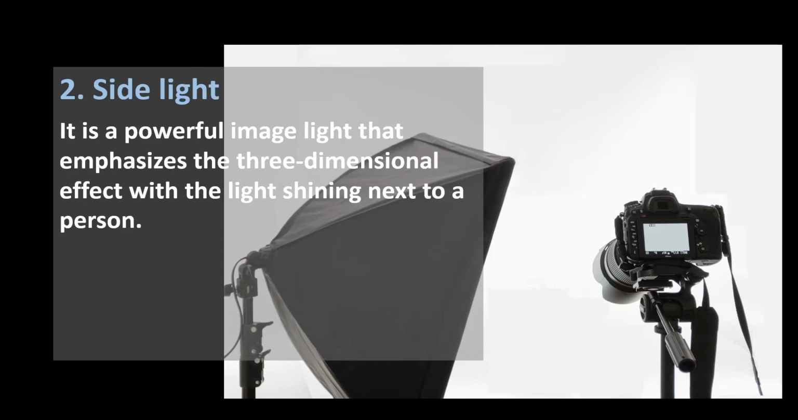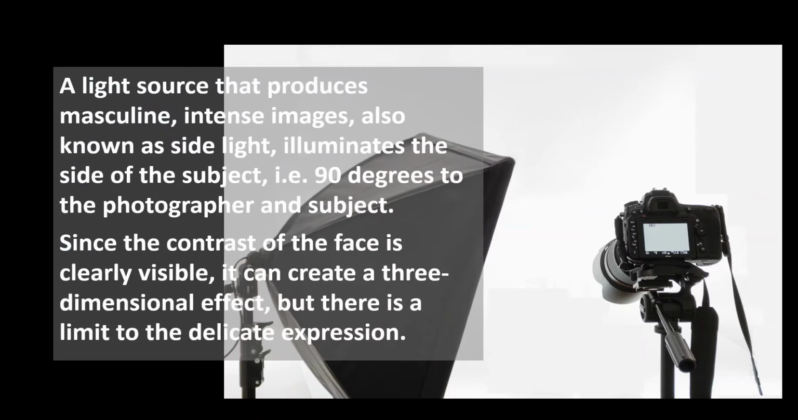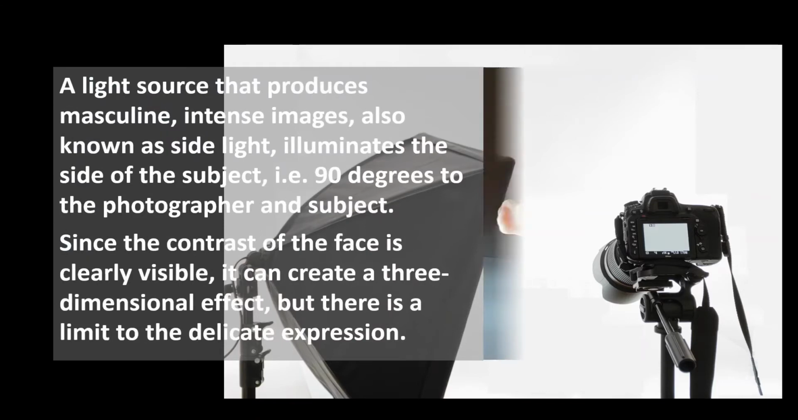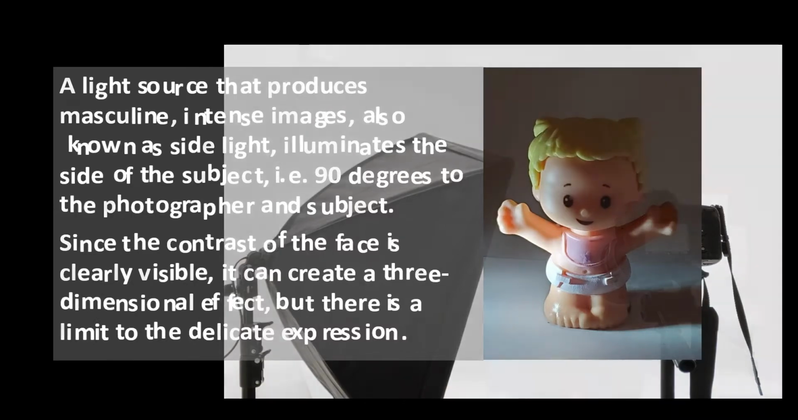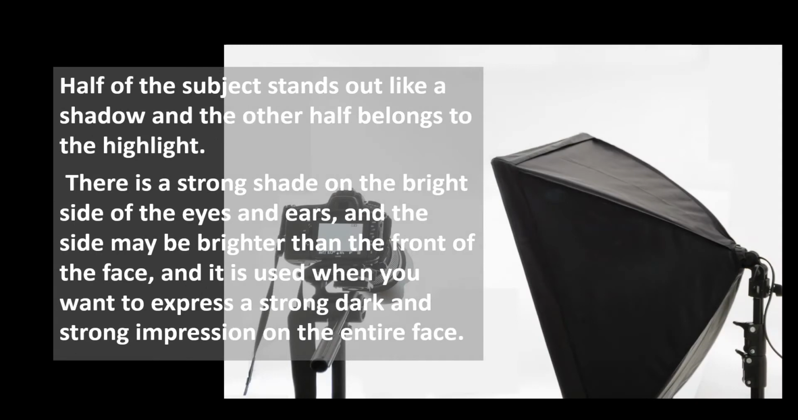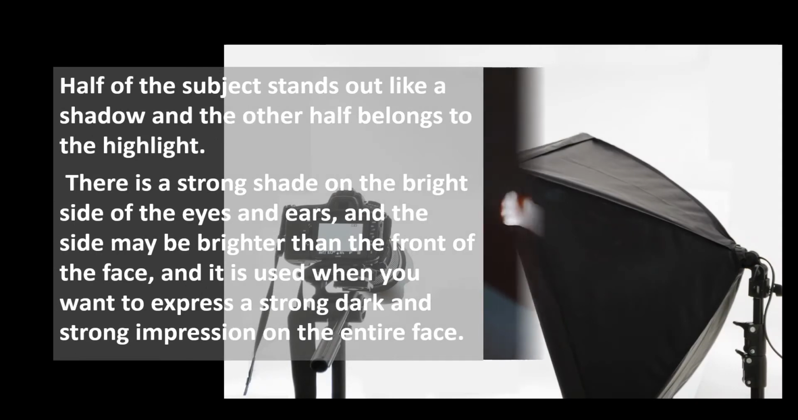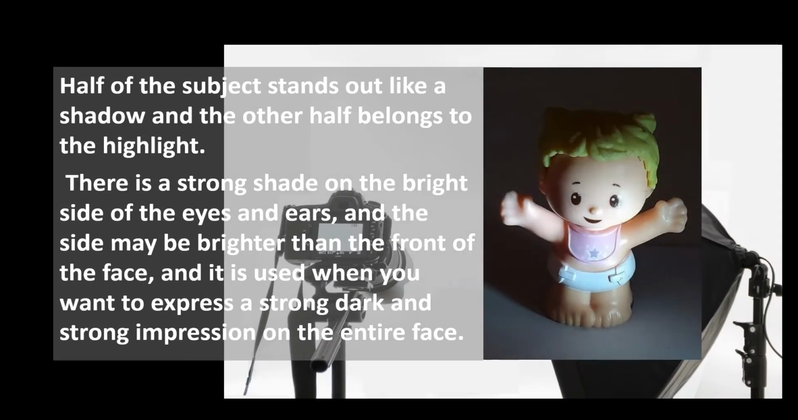2. Side light. It is a powerful image light that emphasizes the three-dimensional effect with the light shining next to a person. A light source that produces masculine, intense images, also known as side light, illuminates the side of the subject, that is 90 degrees to the photographer and subject. Since the contrast of the face is clearly visible, it can create a three-dimensional effect, but there is a limit to the delicate expression.